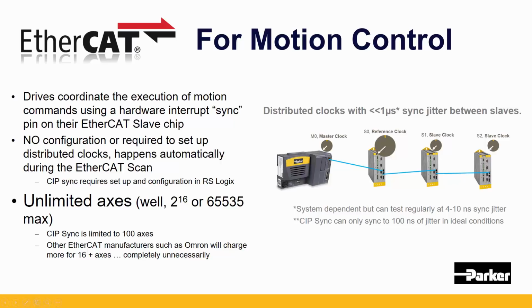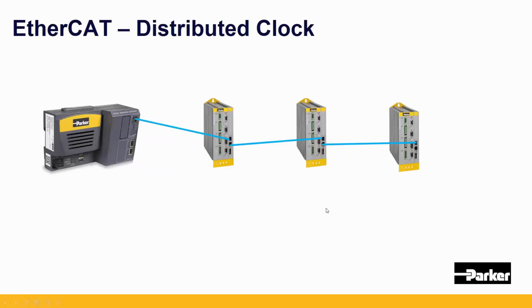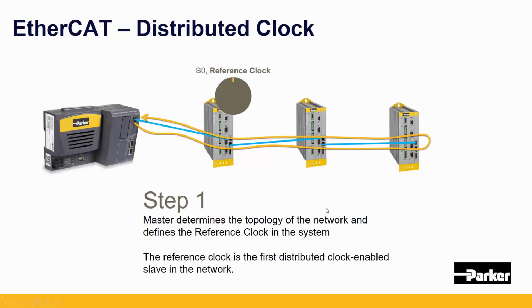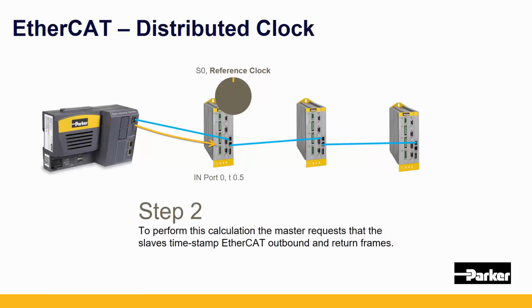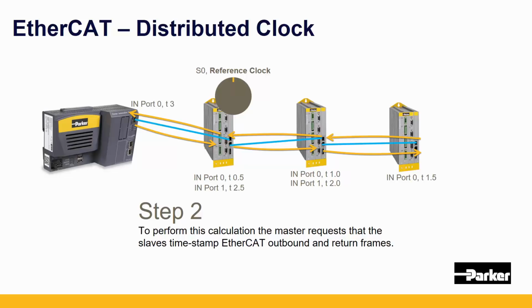So how does Ethercat actually accomplish this? How does it actually sync up its clocks? First thing that the master does is it boots up and it addresses everything downstream. It also sets the reference clock as the first slave drive that supports distributed clocks. Then what it does is it sends out a packet very similar to our addressing packet. But instead what it's doing is it's recording how much time it takes to leave and arrive at each individual device on the Ethercat network.